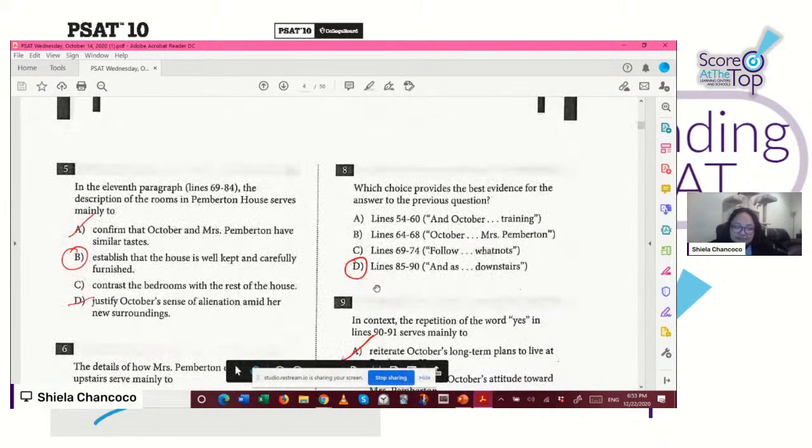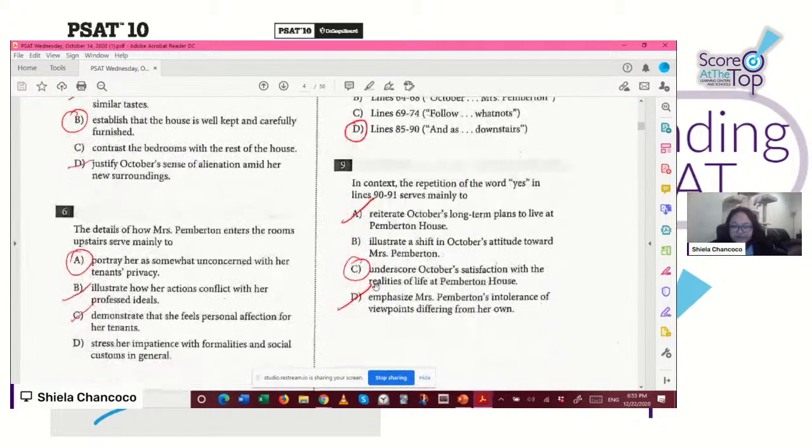So I was for sure it was B. And then from there, read D and then answers the number 7, the first question. Okay, number 9. In context, the repetition of the word yes in line 90 to 91 serves mainly to.